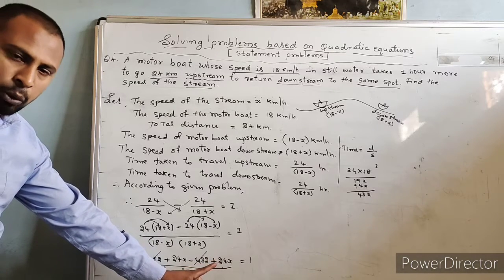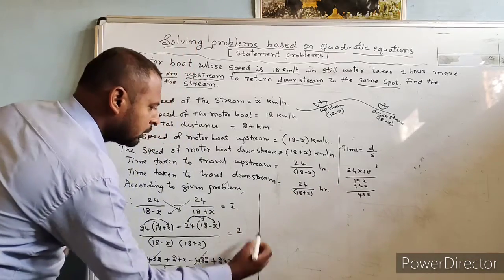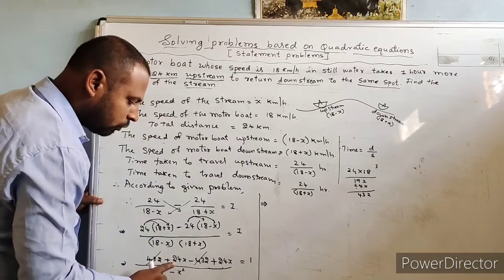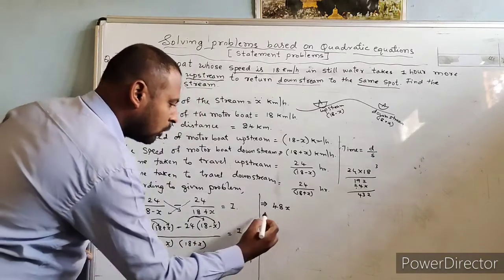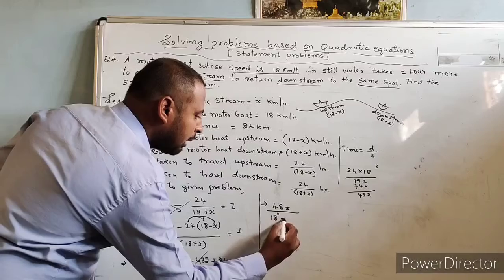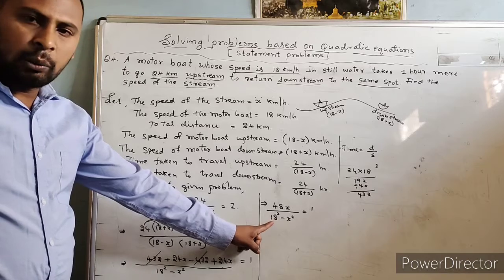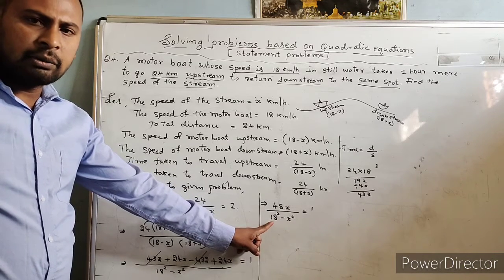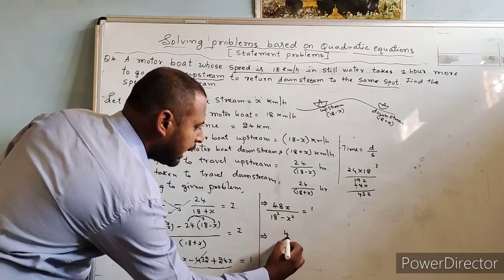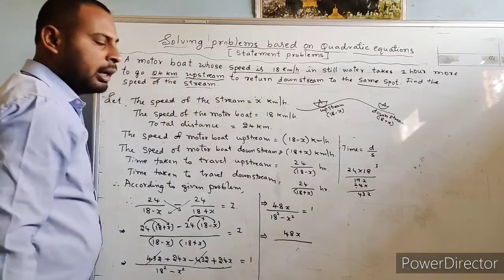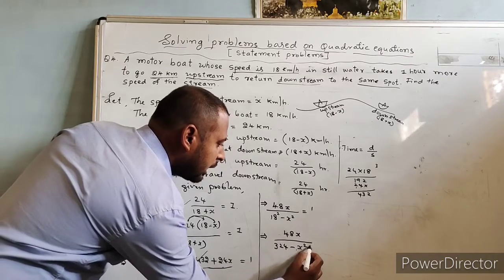Both are positives, and both positives are added. Therefore 24x plus 24x is 48x. In the denominator we have 18 square minus x square is equal to 1. Again simplify the denominator: 18 18 sum, what do we get? 324. Now 48x divided by 324 minus x square is equal to 1.